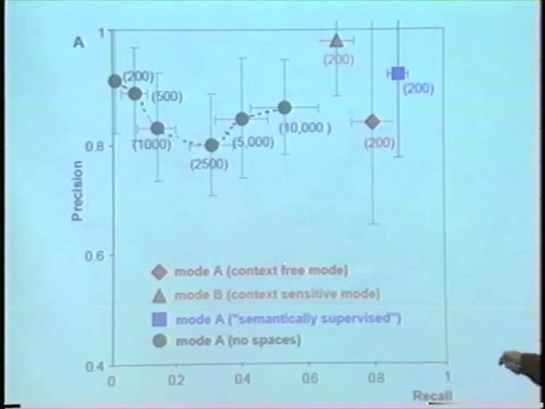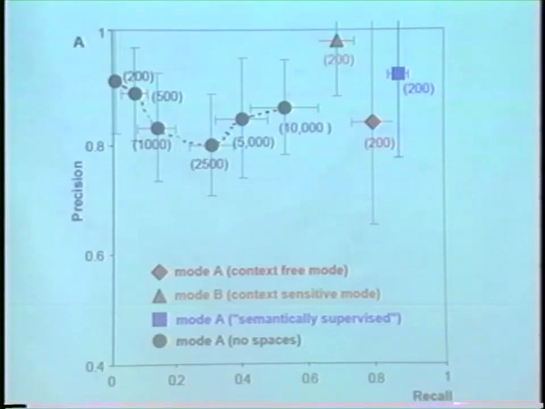This is what I called earlier the context-free mode. If we allow a pattern just discovered to be rewired only in the context where it was significant, that's what we call the context-sensitive mode, the precision goes all the way up to almost perfect. The recall suffers a tiny bit. So this is the context-sensitive mode. Mode A, the black dots here, is when we start with no spaces.